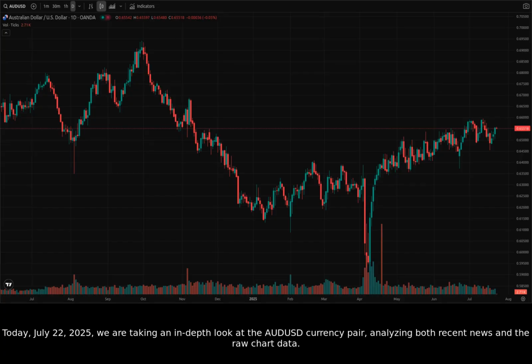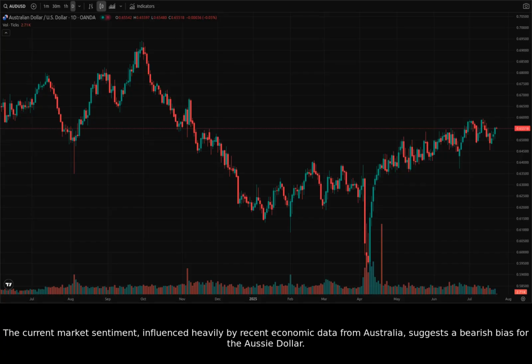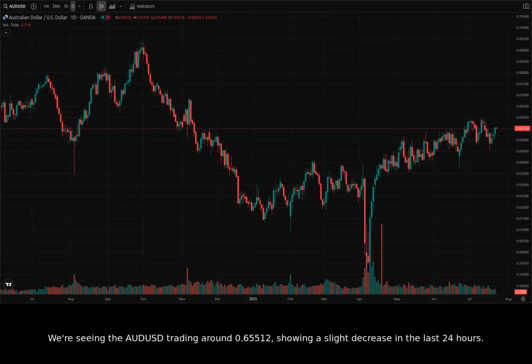Today, July 22nd, 2025, we are taking an in-depth look at the AUDUSD currency pair, analyzing both recent news and the raw chart data. The current market sentiment, influenced heavily by recent economic data from Australia, suggests a bearish bias for the Aussie dollar. We're seeing the AUDUSD trading around 0.65512, showing a slight decrease in the last 24 hours. This aligns with reports of a dovish Reserve Bank of Australia and a concerning rise in the Australian jobless rate.